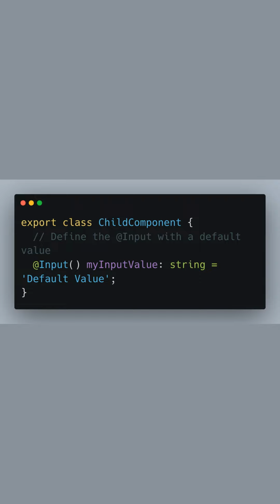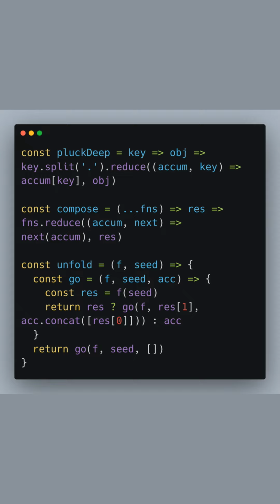This is a simple yet powerful feature for component reusability and avoiding undefined values. To summarize, the component's input property myInputValue is initialized with a default value directly within our child component class. If a value is passed from the parent, it will override this default. If not, the child component knows to fall back to 'default value'. And that's all there is to setting default values for input properties in Angular.